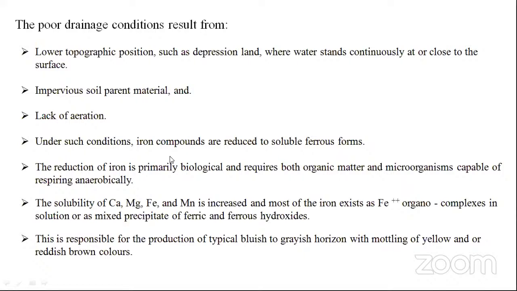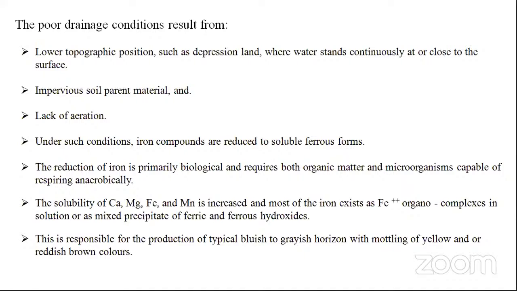And under such conditions, what will happen? Iron compounds are reduced to soluble ferrous compounds. All the iron components will completely dissolve and the soil becomes a ferrous compound. Ferric compounds are converted to ferrous compounds. The reduction of iron is primarily biological, by microorganisms respiring anaerobically. The solubility of minerals like calcium, magnesium, and iron increases. Most of the iron will exist as Fe2+ or form some complex with the solution, and mixed precipitation converts to ferric precipitates. So we can see some mixed precipitates of ferric and ferrous hydroxide.